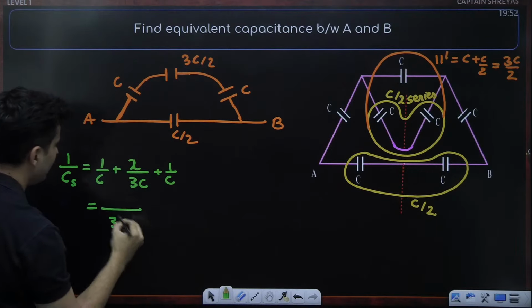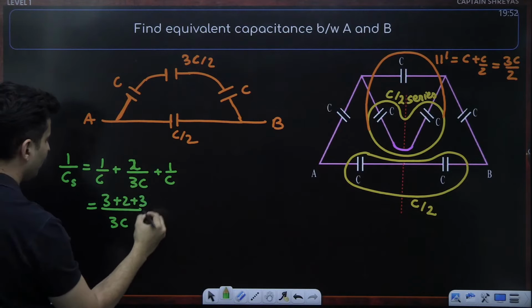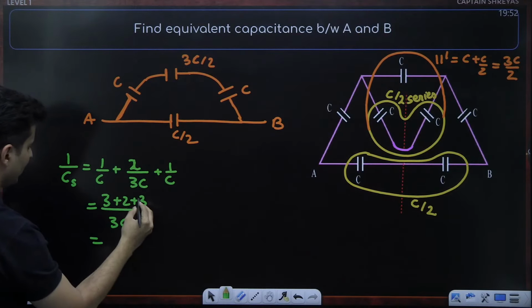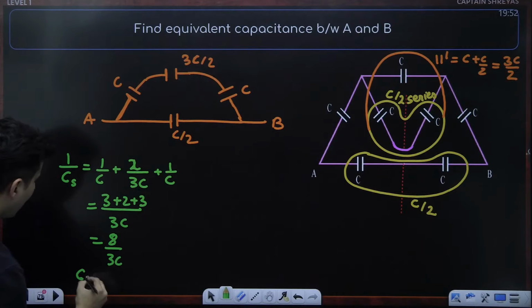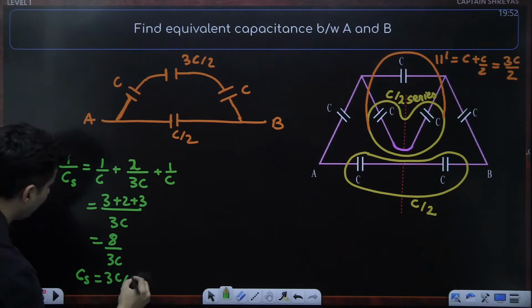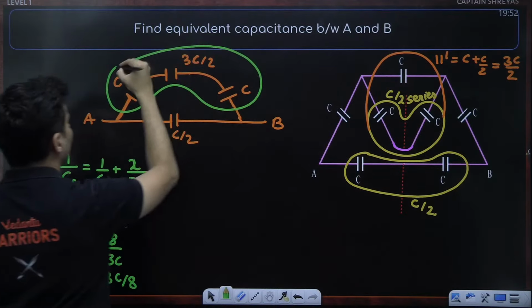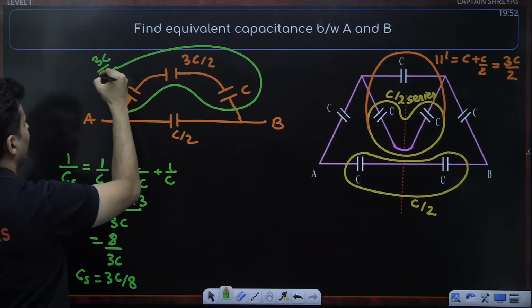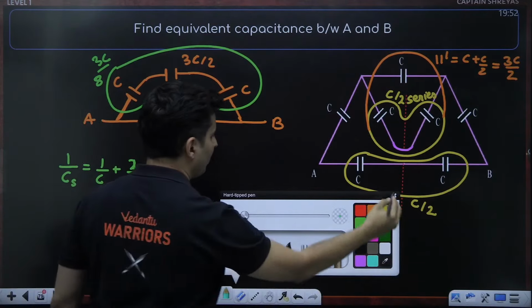LCM is basically 3C. So it will be 3 plus 2 plus 3, which is basically 3 plus 3 is 6 plus 2 is 8, 8 by 3C. So CS will be 3C divided by 8. So this whole combination is 3C divided by 8, which is in parallel with C by 2, which is in parallel with C by 2.